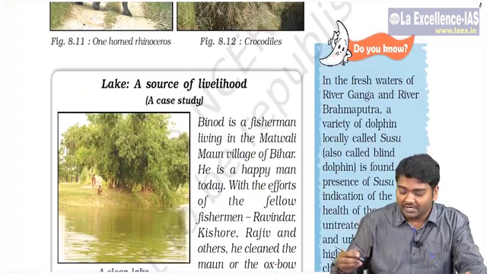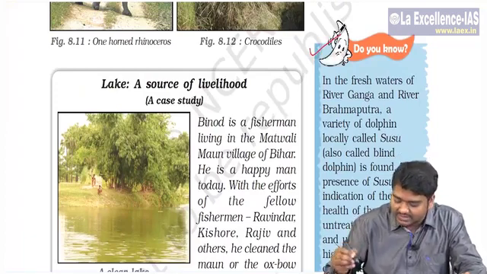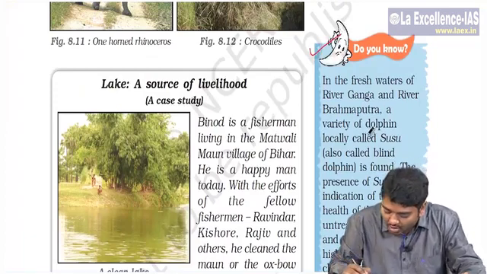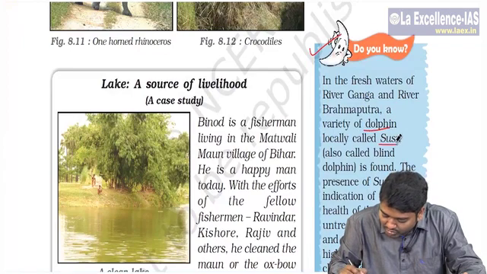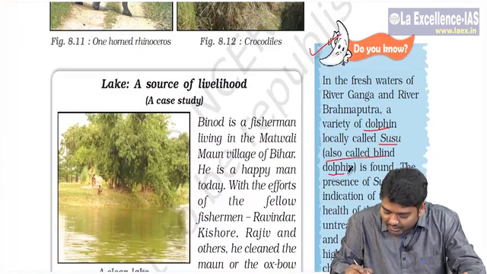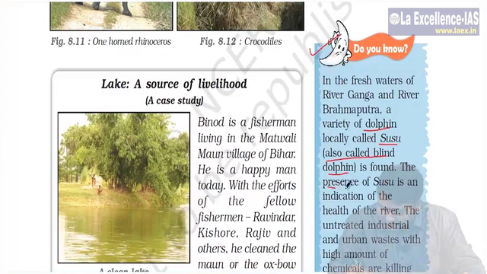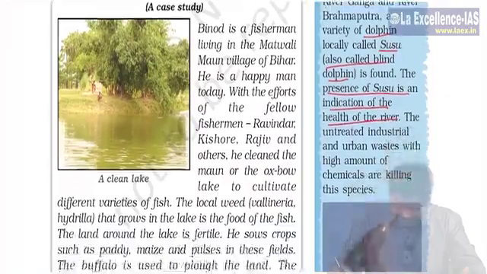The most important one that you need to remember in this is the dolphin called Susu, which is a blind dolphin. And the presence of this is an indication of the health of the river; if the river is more polluted, these dolphins will die. Gangetic dolphin, Brahmaputra dolphin, all these are very, very important for us.